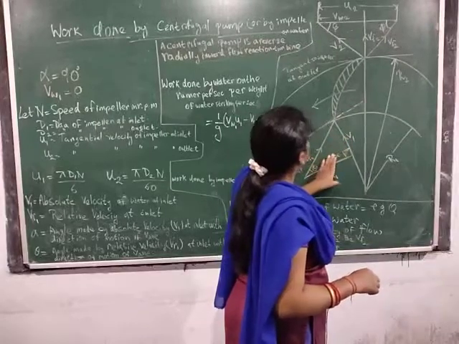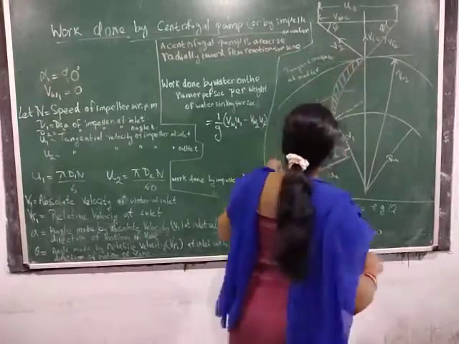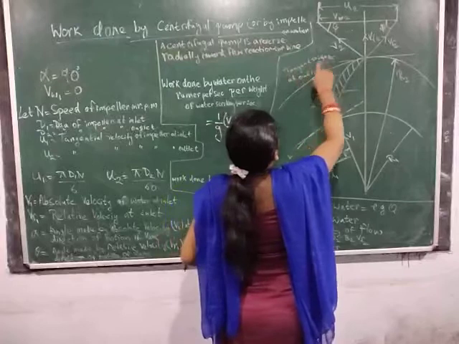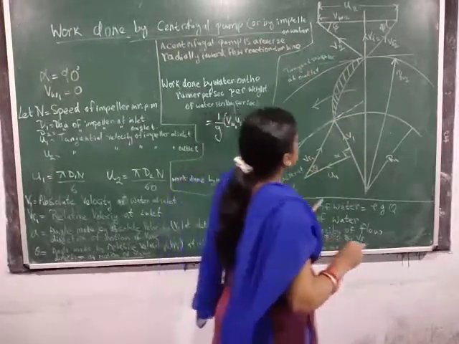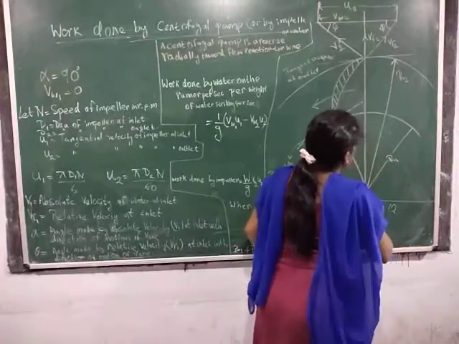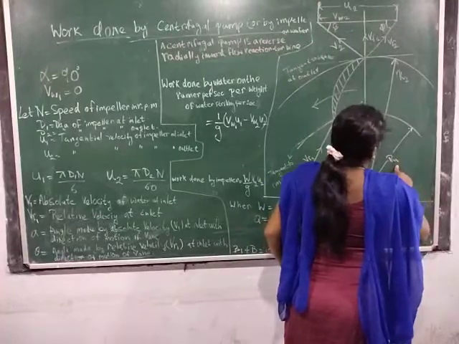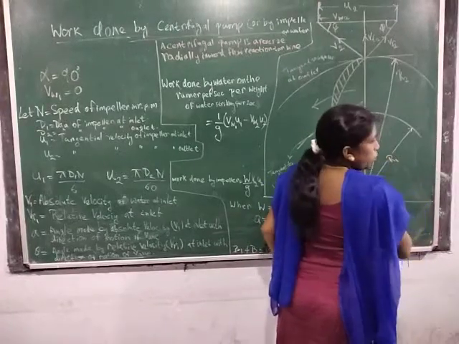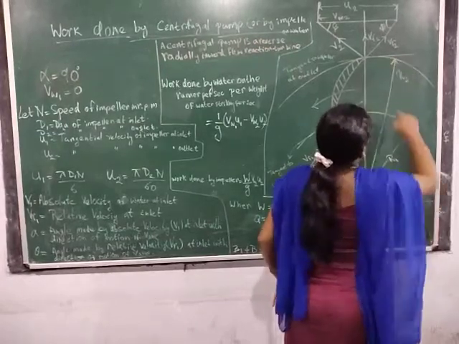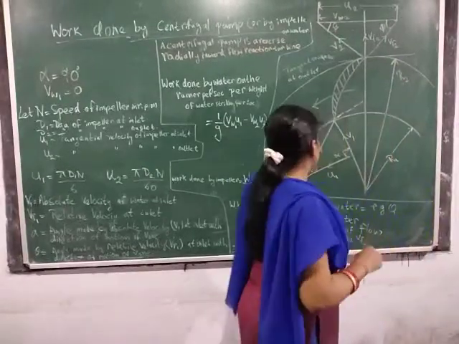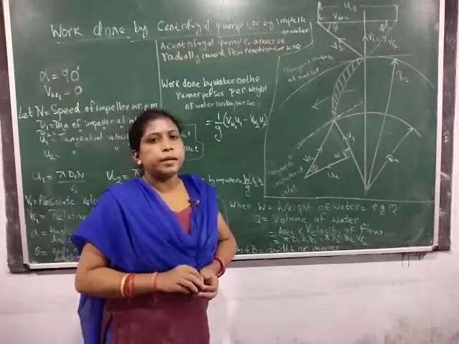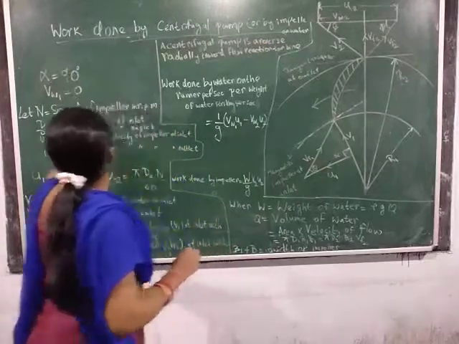Next, this is the inlet and this is the outlet, and this is the tangent to the impeller at inlet, and the tangent to the impeller at outlet. So here we have R1 and R2. R1 is the distance from the center point of the impeller to the inlet point, and R2 is the distance to the outlet point.